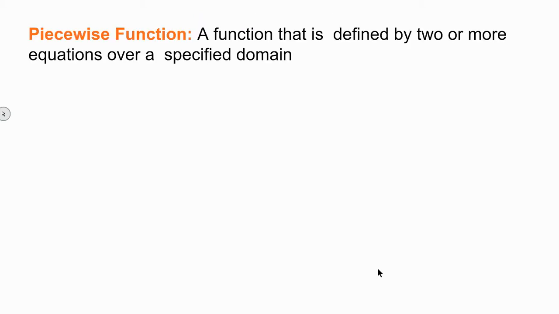A piecewise function is a function that is defined by two or more equations over a specified domain. So essentially what we're doing is we're saying for these particular x values, use this rule, and for another set of x values, we use a different rule.